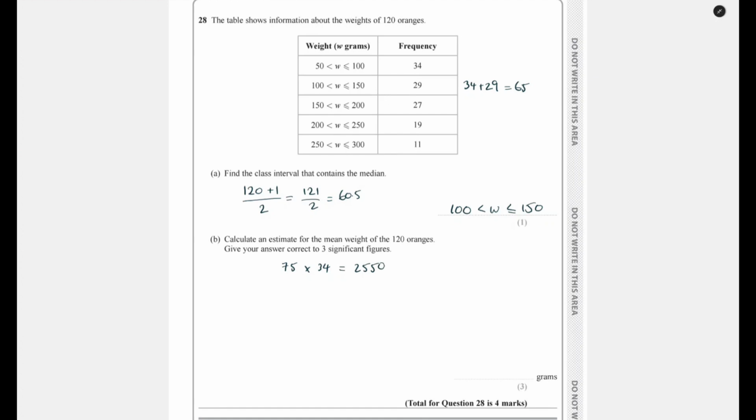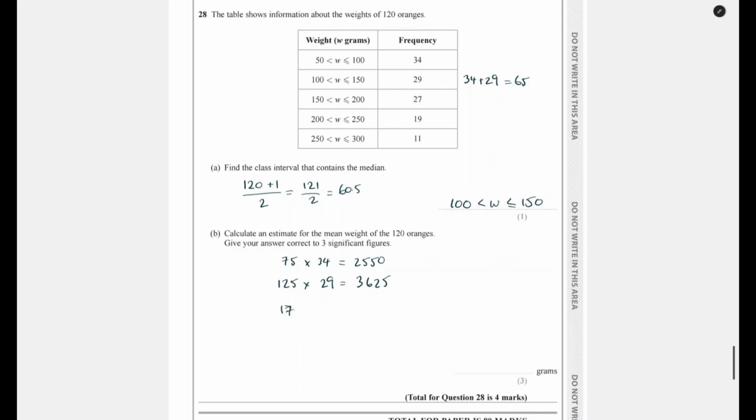That gives us 2,550. Then we've got between 100 and 150. That's 125, multiplied by 29, and that gives us 3,625. Then we have 150 to 200, so that's 175, multiplied by 27, and that gives us 4,725. Then the middle of 200 and 250 is 225, and that's multiplied by 19 to give us 4,275.